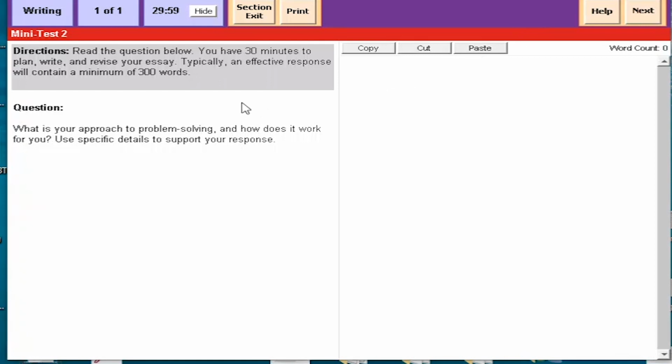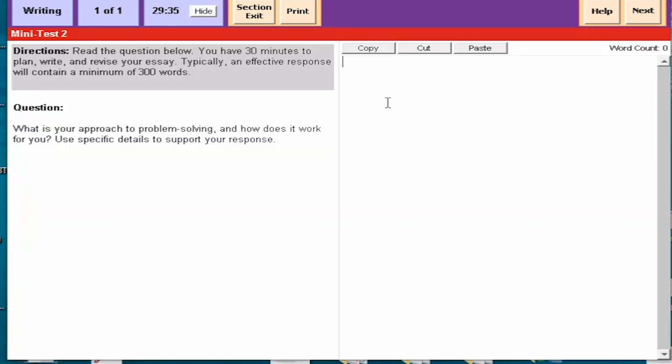So what are they asking here? I have 30 minutes. You can see that the time is starting to run right now, right? What is your approach to problem solving and how does it work for you? All right, that's a very open-ended, very broad question, very general, right? Use details and support. My approach to problem solving. That's a difficult question, actually.